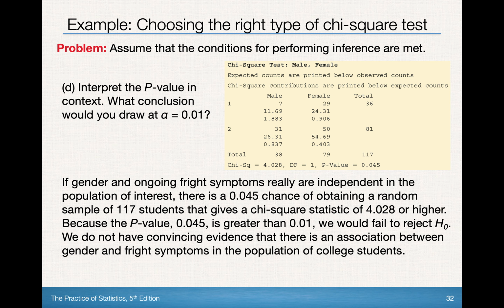Okay. So again, we have 3 chi-squared tests. We have a chi-squared test for goodness of fit. That one's easy to spot. It's one population, one variable. Usually the data is in a list.